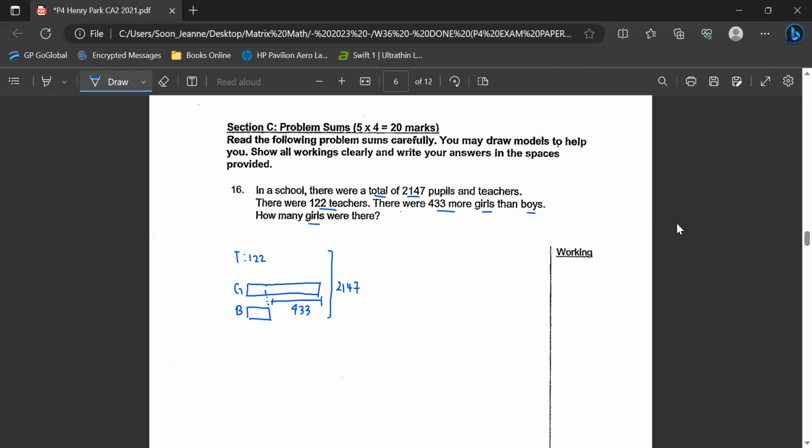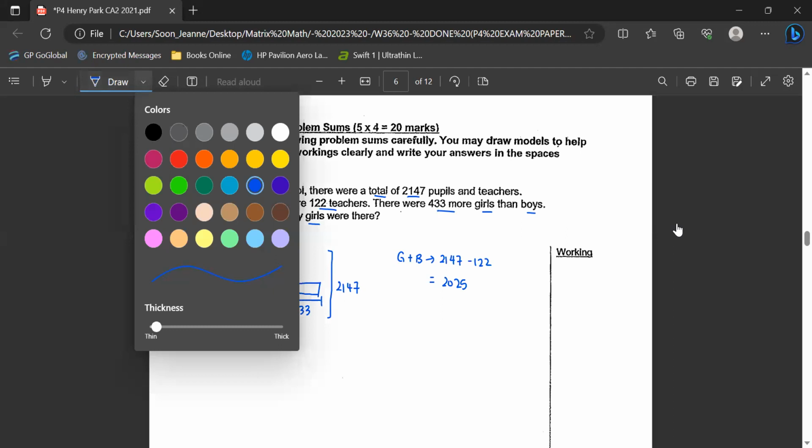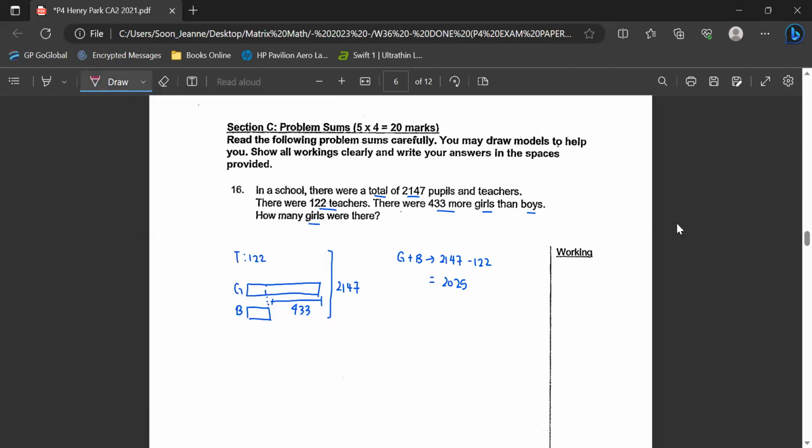So that means when we want to do this, we take away the number of teachers from the total first, so that the number of girls and boys will be 2147 minus 122, which would give you 2025. This is the number of girls and boys, which means the pupils. Okay, so out of the pupils, I label here a little bit. So this one is 2025, no longer 2147. 2147 is the total, including the teachers.